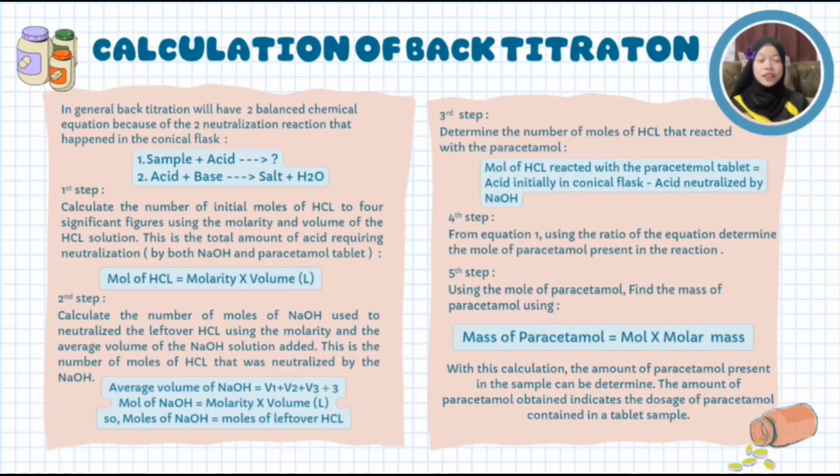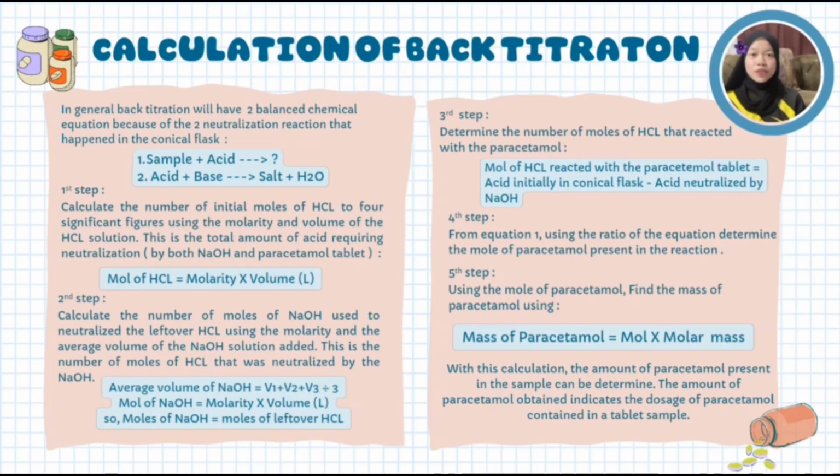Second step, calculate the number of moles of sodium hydroxide used to neutralize the leftover hydrochloric acid using the molarity and the average volume of the sodium hydroxide solution added. This is the number of moles of hydrochloric acid that was neutralized by the sodium hydroxide. Next is the third step, which is to determine the number of moles of hydrochloric acid that reacted with the paracetamol by subtracting the moles of acid neutralized by the sodium hydroxide from the total moles of acid initially in the conical flask. Next, the fourth step is, from equation 1, using the ratio of the equation, you have to determine the mole of paracetamol present in the reaction.